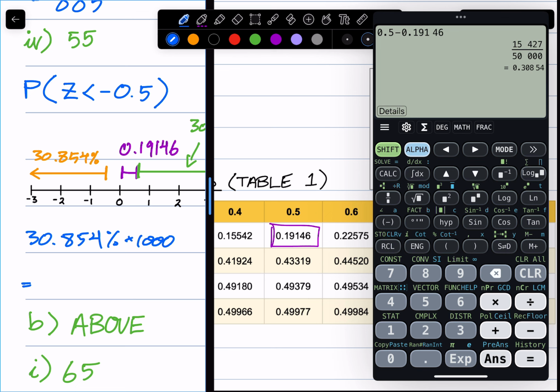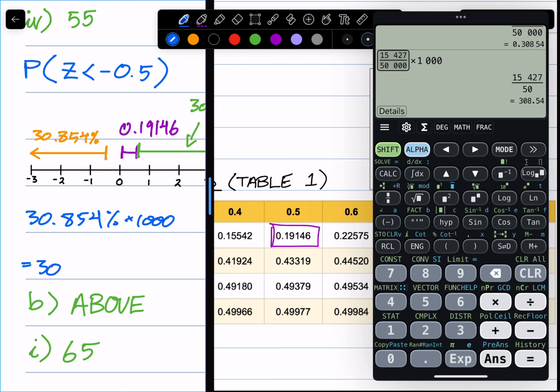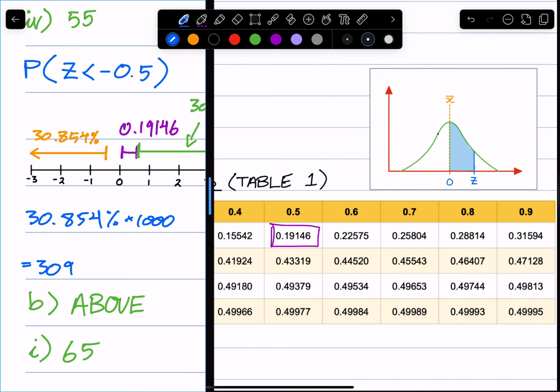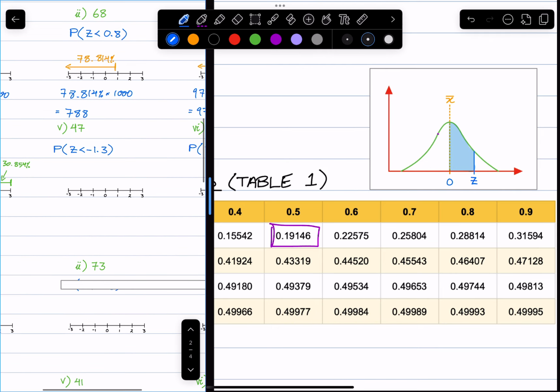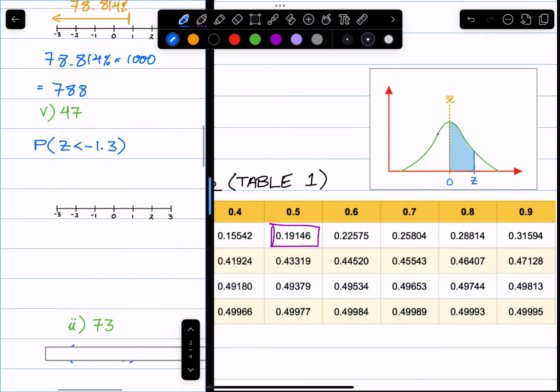And the easy part now is just taking this number and multiplying by 1,000. What times is 1,000? We can do that. That gets us 308.5, so 309. All right, so let's keep going here. So z-scores below negative 1.3.